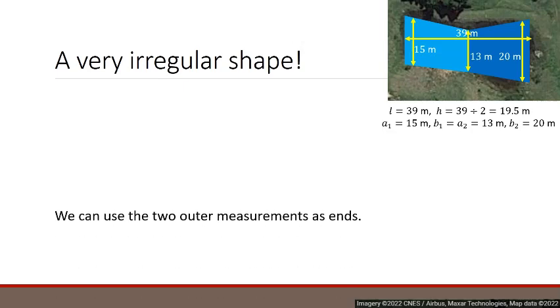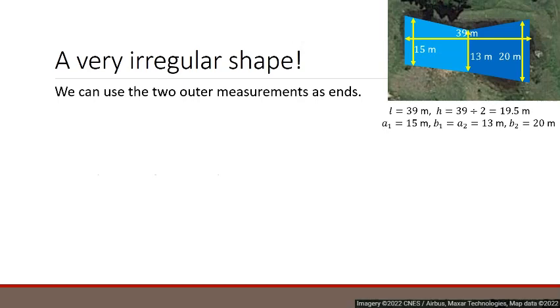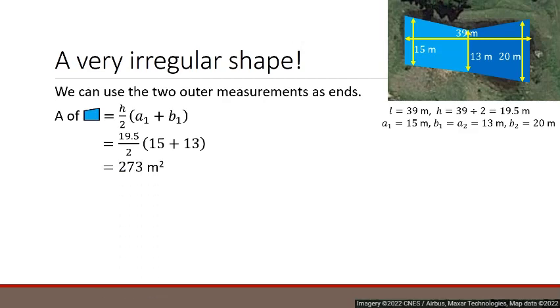So let's do the calculation. We can use those outer 2 measurements as the ends of the trapezium. So the area of the first trapezium on the left, the light blue, we know the formula is h on 2 brackets A1 plus B1. In this case, it's 19.5 on 2 times brackets 15 plus 13, which turns out to be 273 metres squared. And then we find the area of the second trapezium, the dark blue one, 19.5 on 2 times brackets 13 plus 20, which is 321.75 metres squared.